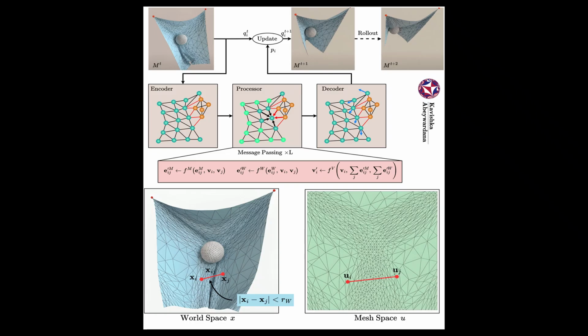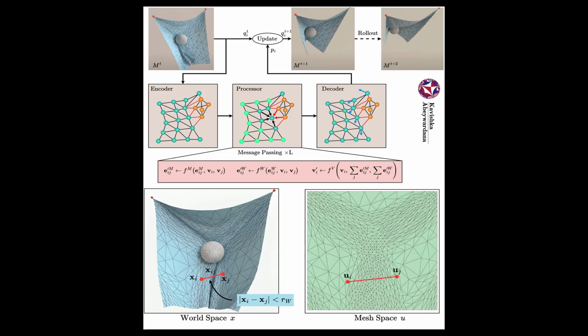For example, imagine a cloth simulation. Each node is a point on the cloth and edges connect neighboring points in the fabric. If one point moves, it influences nearby points through these edges. This structure fits perfectly with graph neural networks, or GNNs.